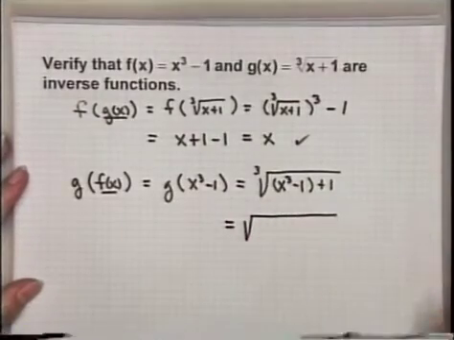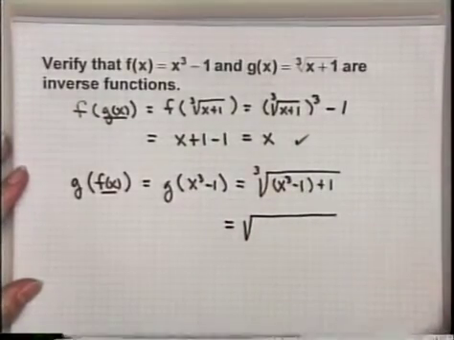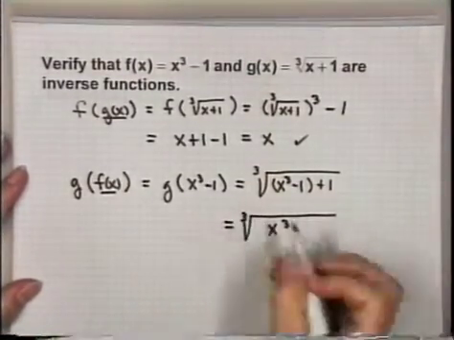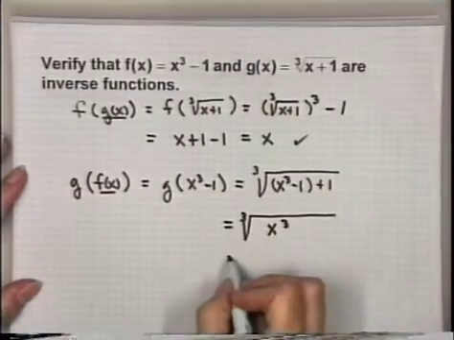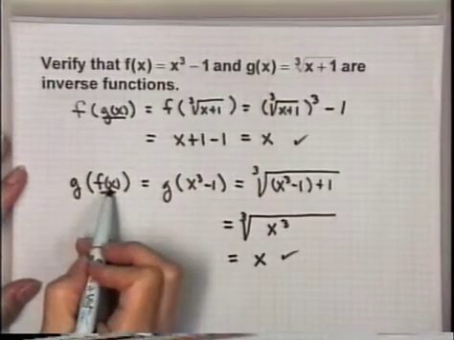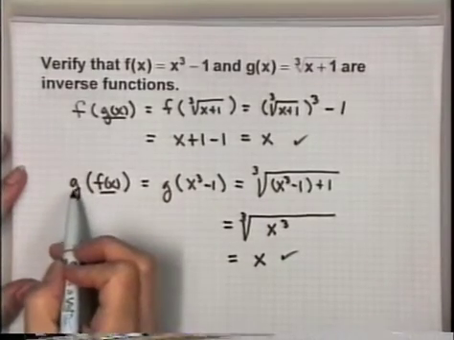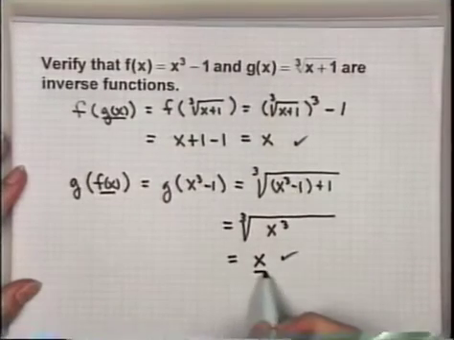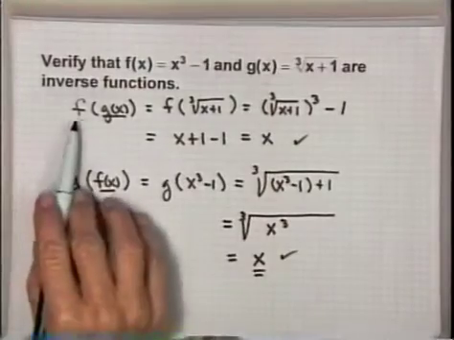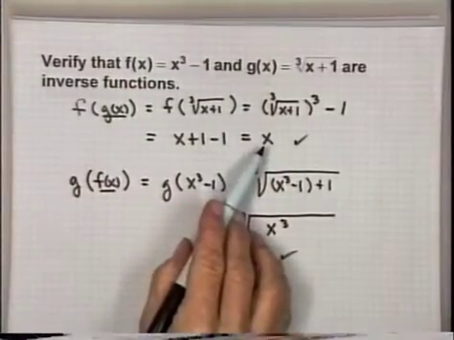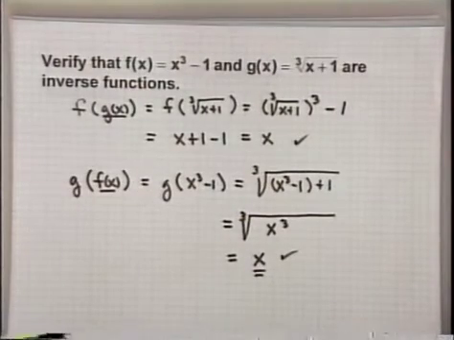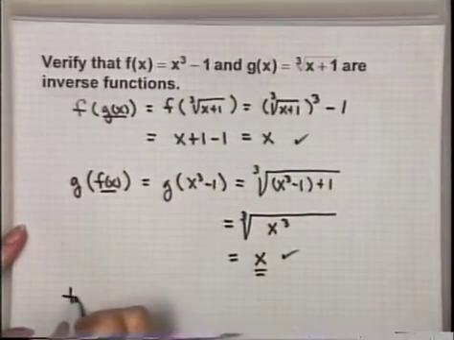Of course, when I remove this parenthesis, my negative 1 and plus 1 will add to 0, so I'm only going to have an x cubed left under there. What is the cube root of x cubed? Well, of course, that is x. So again, we're seeing that if we put x into function f, we follow that by going to function g, we get back to x again. So since we have both f of g of x equals x and also g of f of x equals x, then f and g are inverse functions.